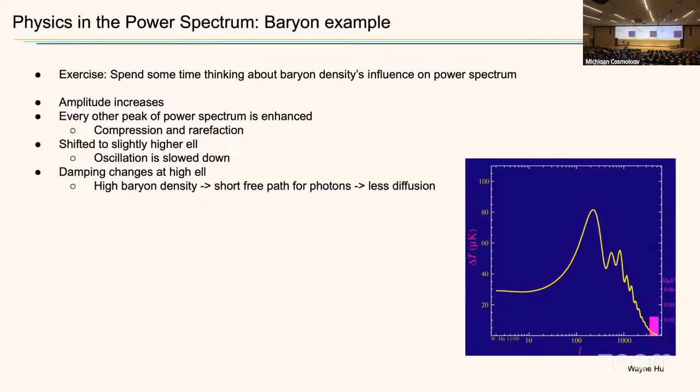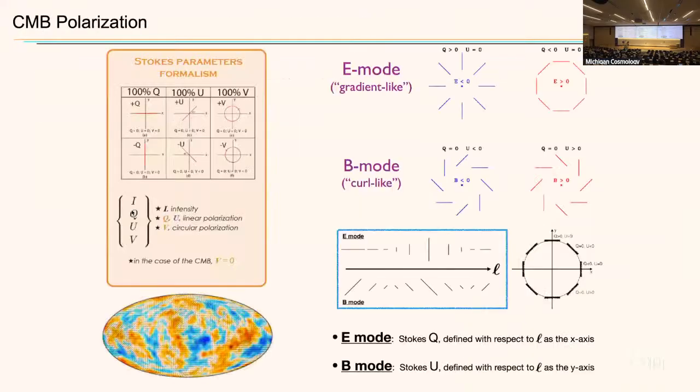So you have photons knocking into baryons more often. This means there's less opportunity for that diffusion effect, which means it gets smeared out a little bit. It's less of a steep drop off in the damping tail. Cool. All right, well, you flew through that.